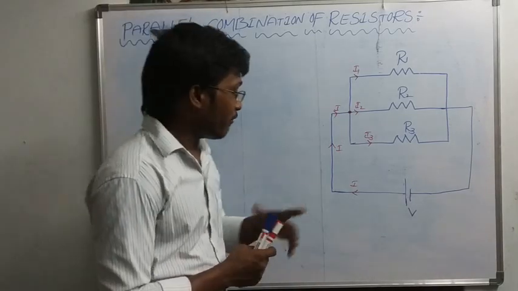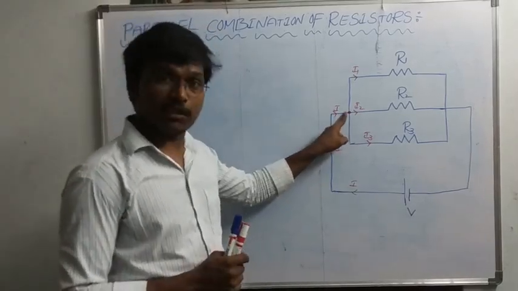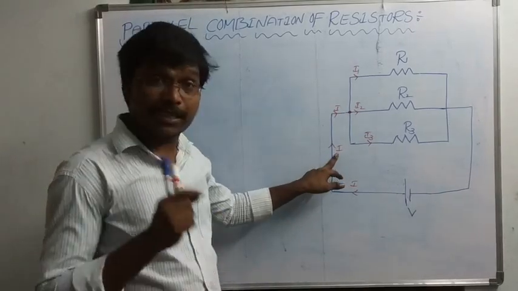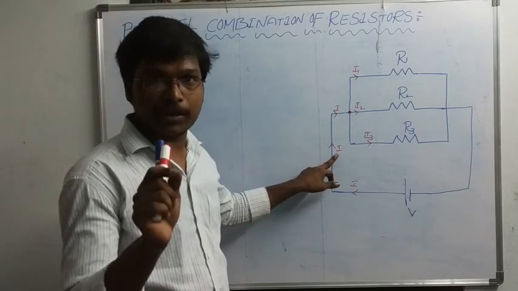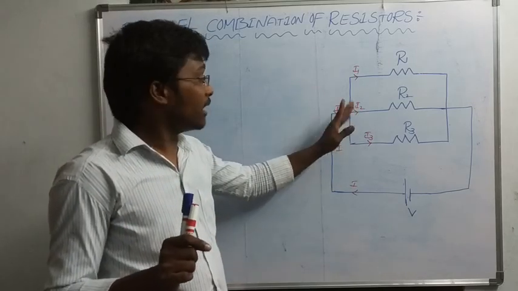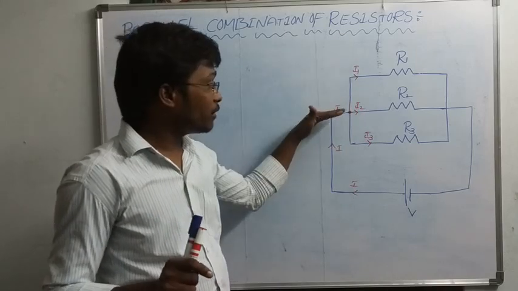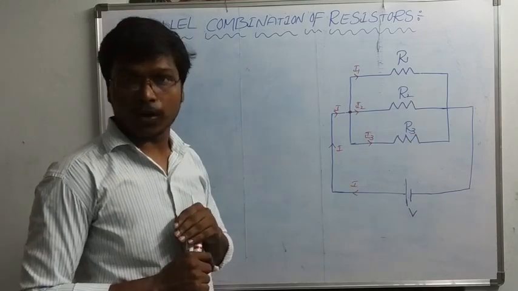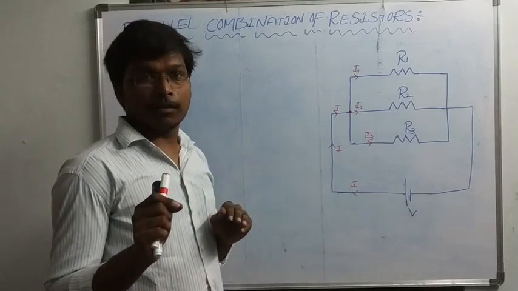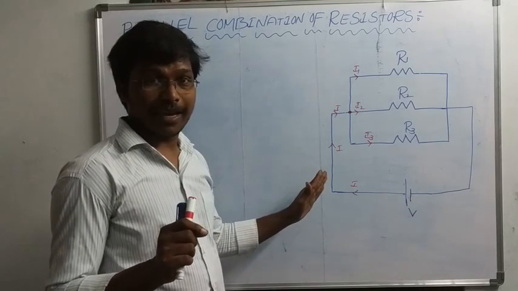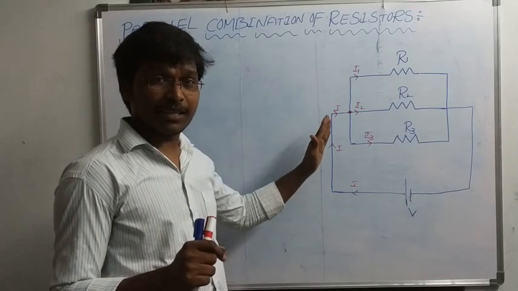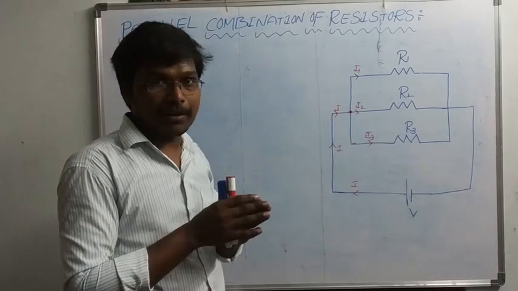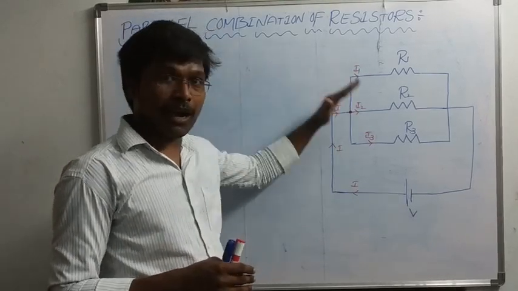So here remember, whenever this total current reaches the junction, at that junction the current is splitting. That means if this I value is 60 amperes, after reaching this junction, 20 amperes will move this side, 20 amperes this side, 20 amperes will travel this side. The total current I, whenever it reaches the junction, is splitting into I1, I2, I3.